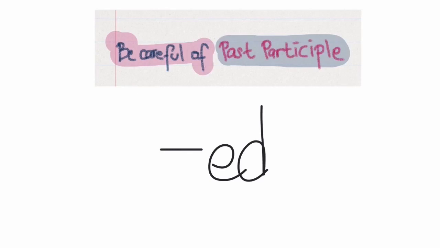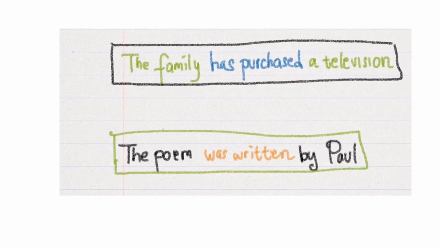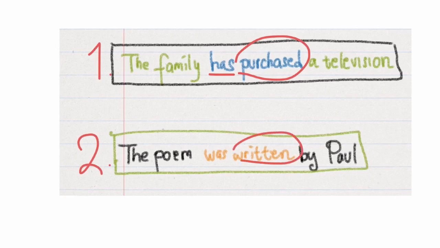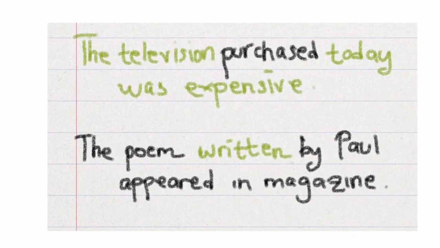Now let us see this pair of sentences. In the first sentence, the past participle purchased is a part of the verb because it is accompanied by has. In the second sentence, the past participle written is part of the verb because it is accompanied by was. A past participle is an adjective when it is not accompanied by some form of be or have, just like in the following sentence.